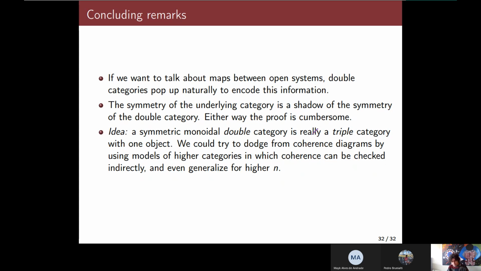So one of the things we're trying to do, with Simona and the others, is to use another model for symmetric double categories in which we won't have to check so many coherence diagrams. The idea is that a symmetric monoidal double category is like a triple category with one object, just like a symmetric monoidal category is really like a bicategory with one object. And we can actually try to dodge coherence diagrams if we think about this.